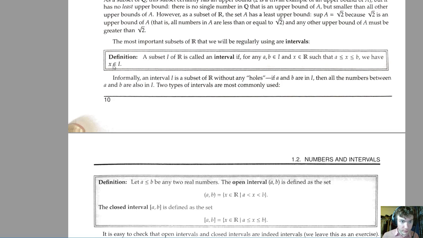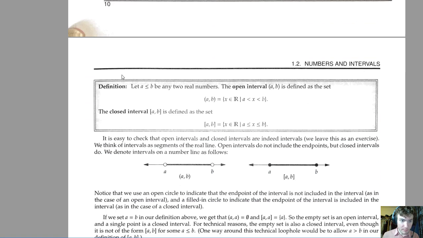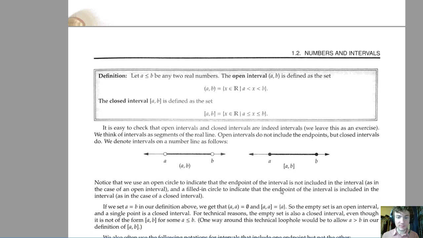Here's from the first reading on page 10. We say a subset I of the reals is called an interval if for any two numbers a and b in I, and a real x such that a is less than or equal to x is less than or equal to b, we have that x is in I. This just means that whenever two numbers are in the interval, everything between them is still in the interval. This is a betweenness definition. But then we had a separate definition down here. The open interval ab is defined as the set of all numbers x such that a is less than x is less than b, not equal.